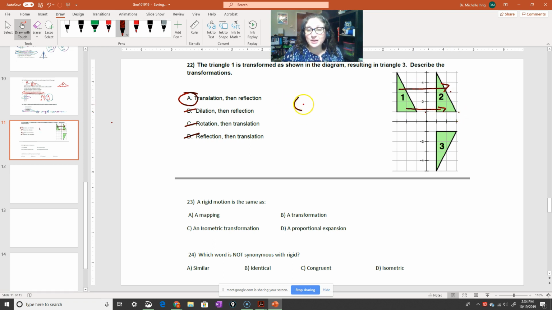So technically speaking, it was a translation of 4, 0, followed by a reflection of the x-axis. It should be a lowercase r. That's what that one is.